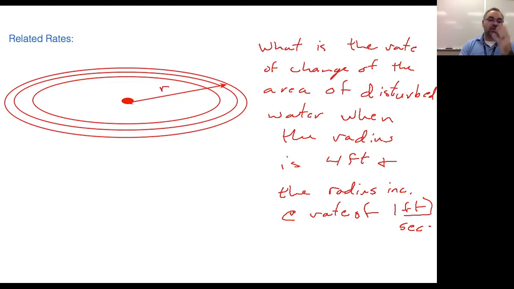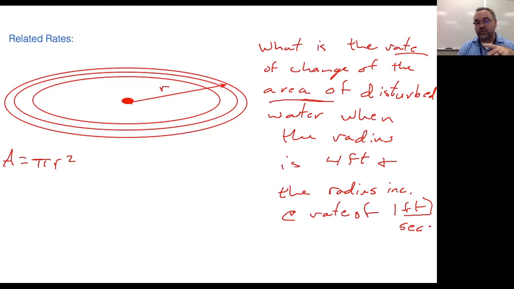So let me think about this for a minute. How do I relate area to radius for a circle? Well, area is equal to pi r squared, of course. And what are they asking me to find? The rate of change of the area, the rate of change of the area.